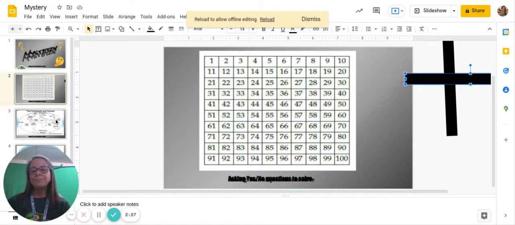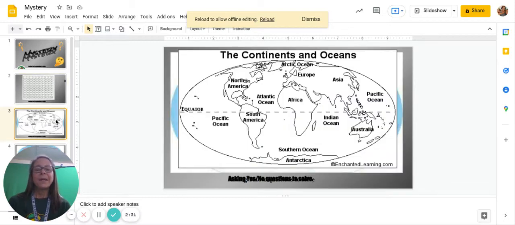As we move on, we can start off maybe at lower levels with continents and oceans, and you could come up with a mystery continent. And the kids could ask you, is it east of the Atlantic Ocean? And yes or no. And then you can mark off the ones that you know it is not. What you're trying to do is to narrow it down.